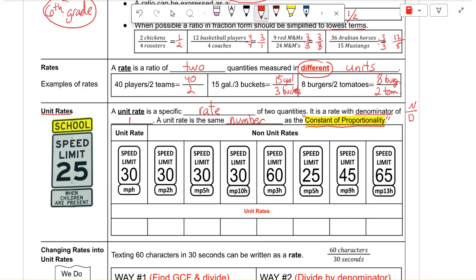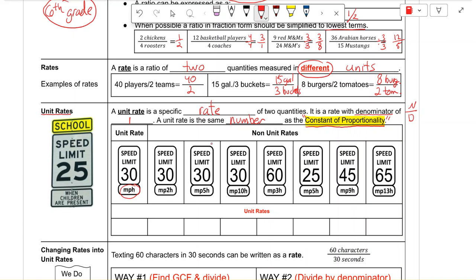So let's take a look at the speed limit when there are children present. Now you've seen these in the school zones. The speed limit is 25 miles. It just says 25 and doesn't really say much after that. But us drivers know that that's 25 miles per hour, and that is a unit rate because it's per 1 hour. So now I have a unit rate here, speed limit of 30 miles per hour. You can see it, miles per hour. That's the rate, the unit rate.